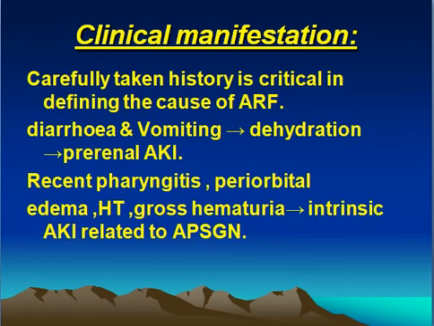Clinical manifestation. Carefully taking the history is critical in defining the cause of acute renal failure. Diarrhea and vomiting result in dehydration and pre-renal acute kidney injury, while a recent history of pharyngitis with periorbital edema, hypertension, and gross hematuria suggests intrinsic acute kidney injury, which may be related to acute post-streptococcal glomerulonephritis.